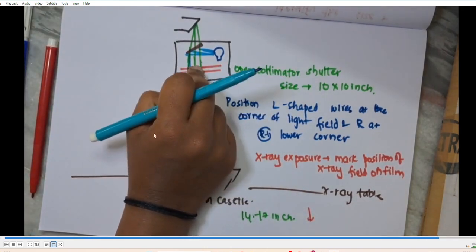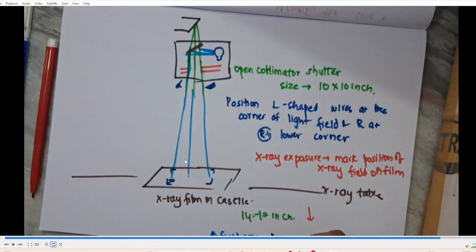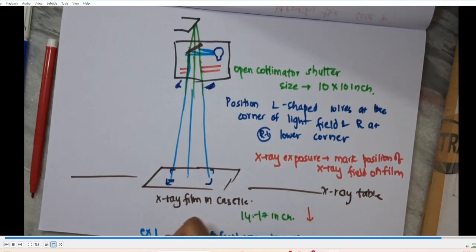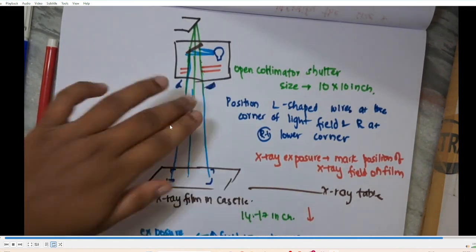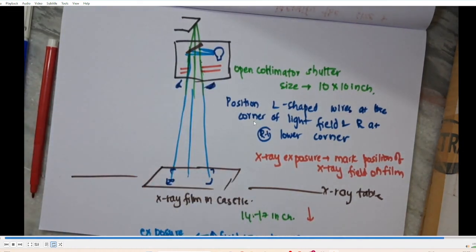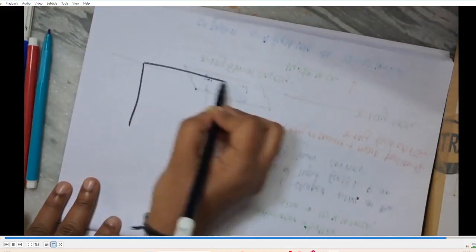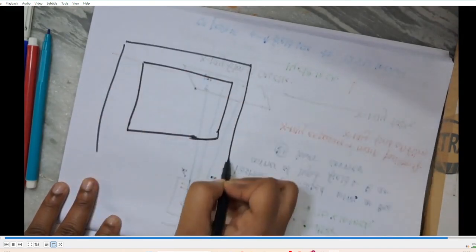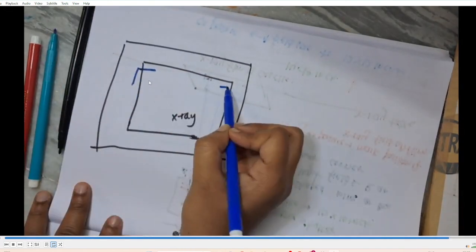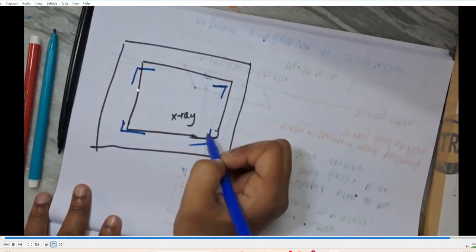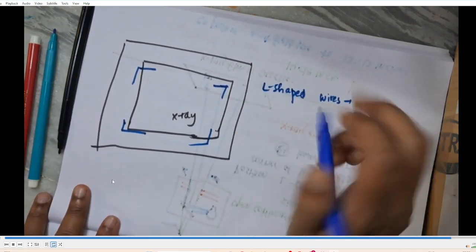Now, without touching the film or wires, enlarge the field size to 12 by 12 inches. So now you will have to take one more exposure. Then expose the film a second time with the same exposure factors.